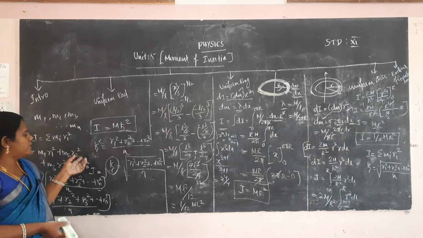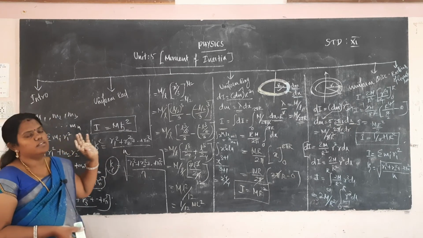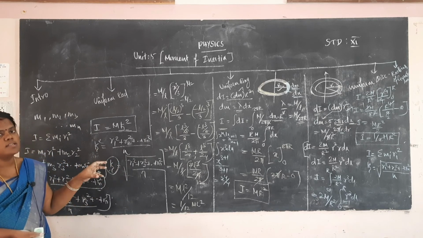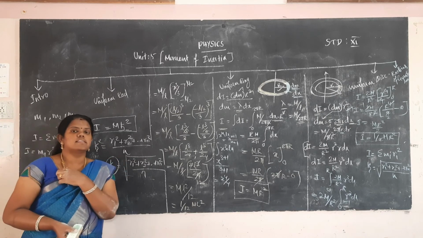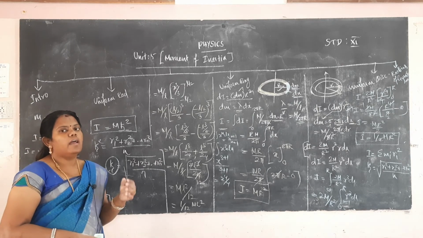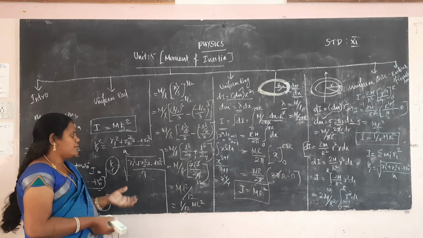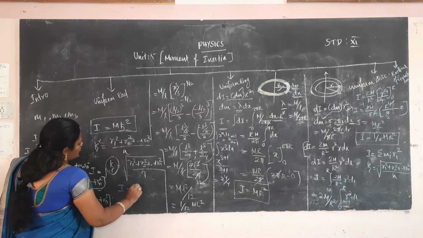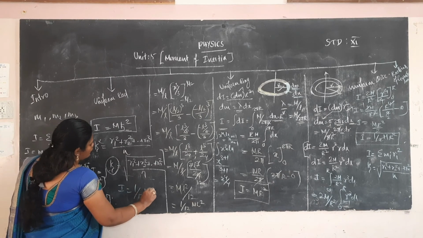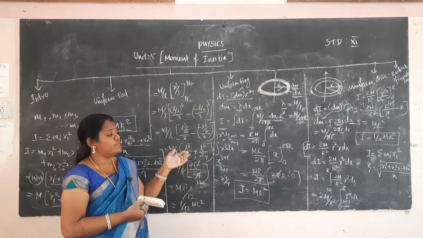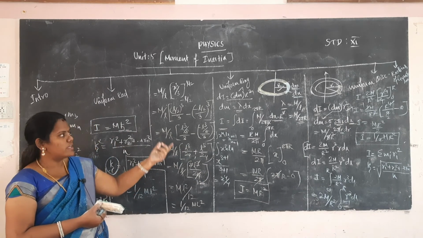First we take the uniform rod and consider it as a small mass, then consider the linear mass density, substitute the linear mass density in the formula and easily calculate the moment of inertia value. So the moment of inertia is equal to 1 by 12 ML square for the uniform rod.